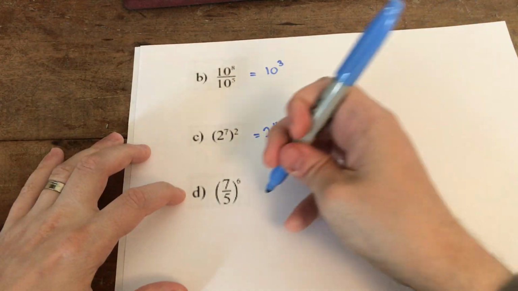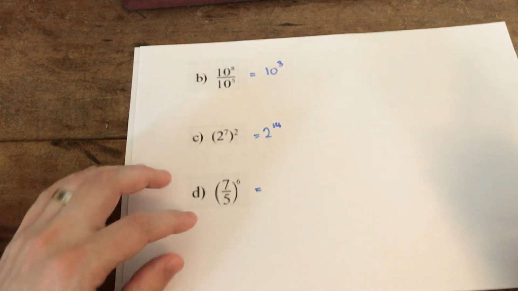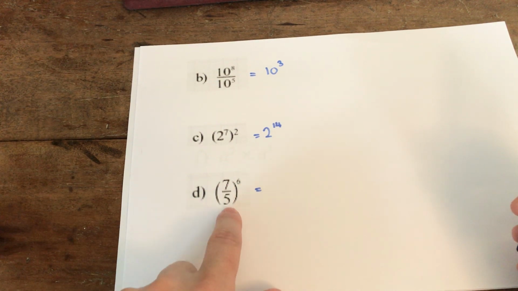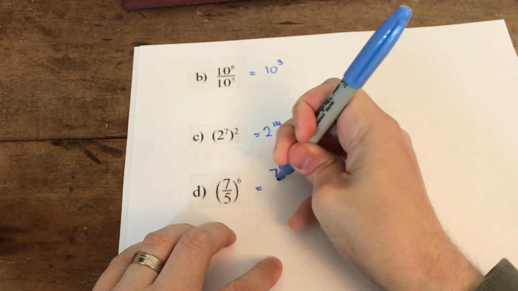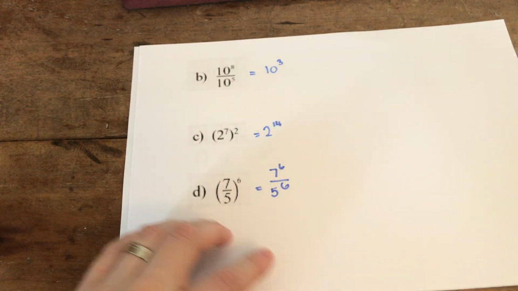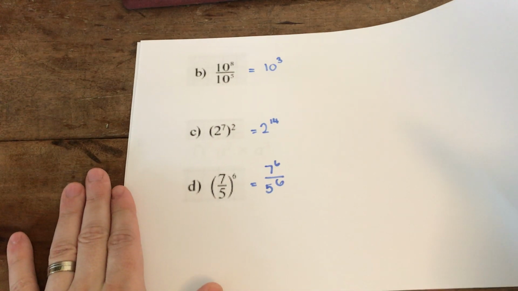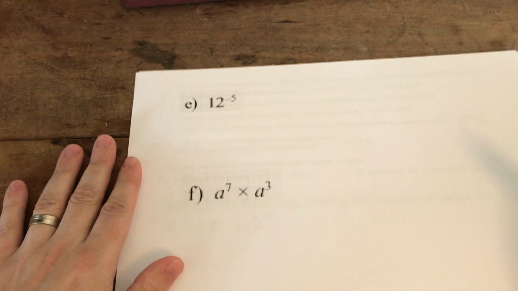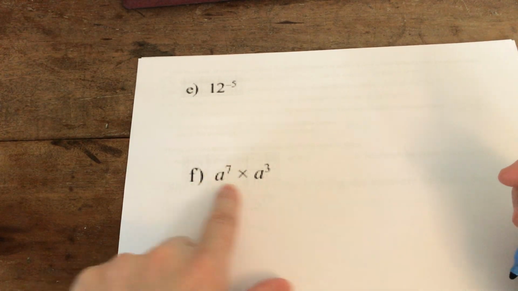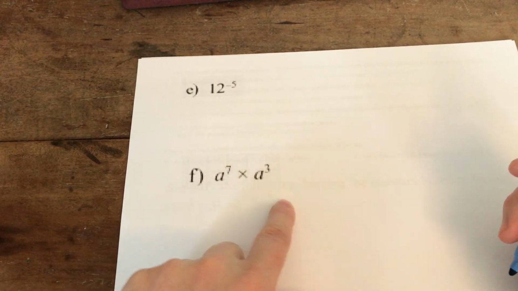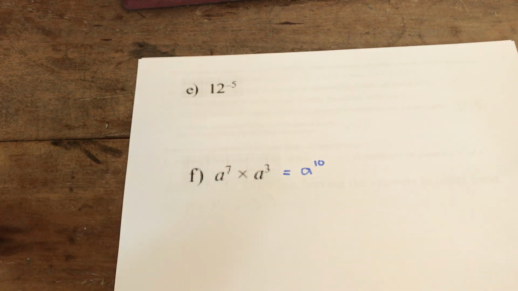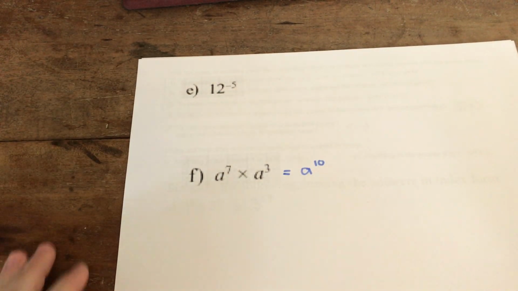This is a new one, so this is something that I talked about earlier. When you have a fraction and you've got brackets, whatever's on the outside you do to both the numerator and the denominator. So you get 7 to the power of 6 over 5 to the power of 6. These are the two more complicated ones from today. I'll do the bottom one first. When you have algebra instead of numbers as your base, you do exactly the same. So that just becomes a to the power of 10.